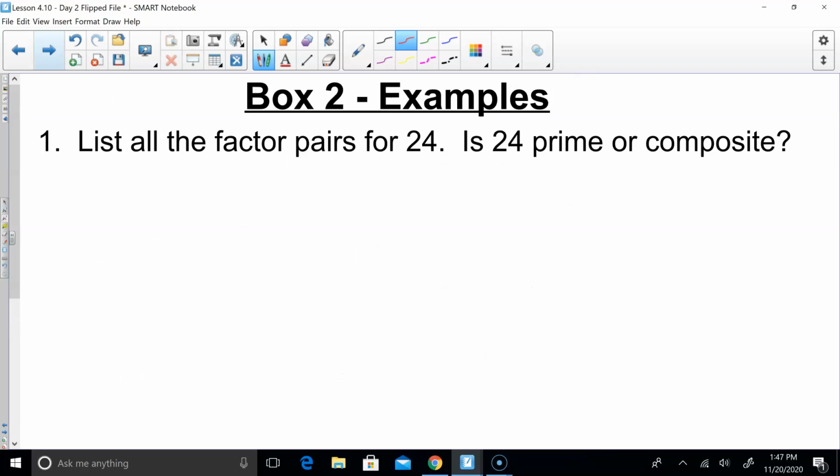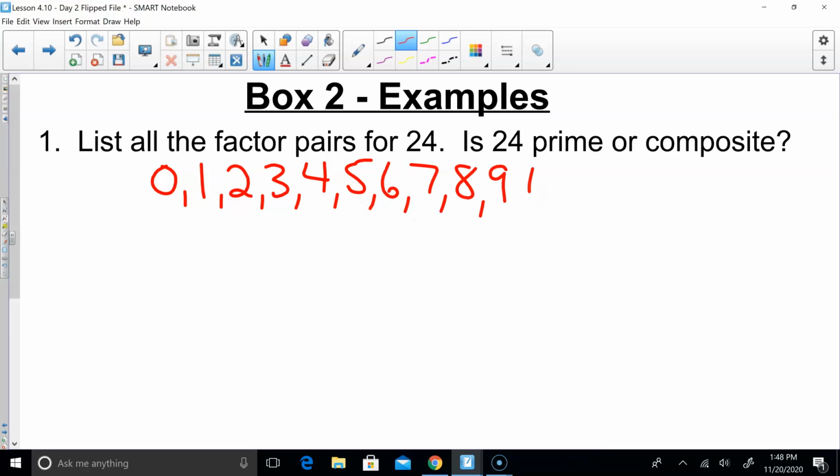So now what we need to do is list all the factor pairs for 24. And then when we're done finding all the factor pairs, is 24 a prime or composite number? That's what we're going to try to figure out. So what I was going to do with any factor pair that's under 100, I like to write the numbers down. 0, actually don't even need the 0. 1, 2, 3, 4, 5, 6, 7, 8, 9, and 10.